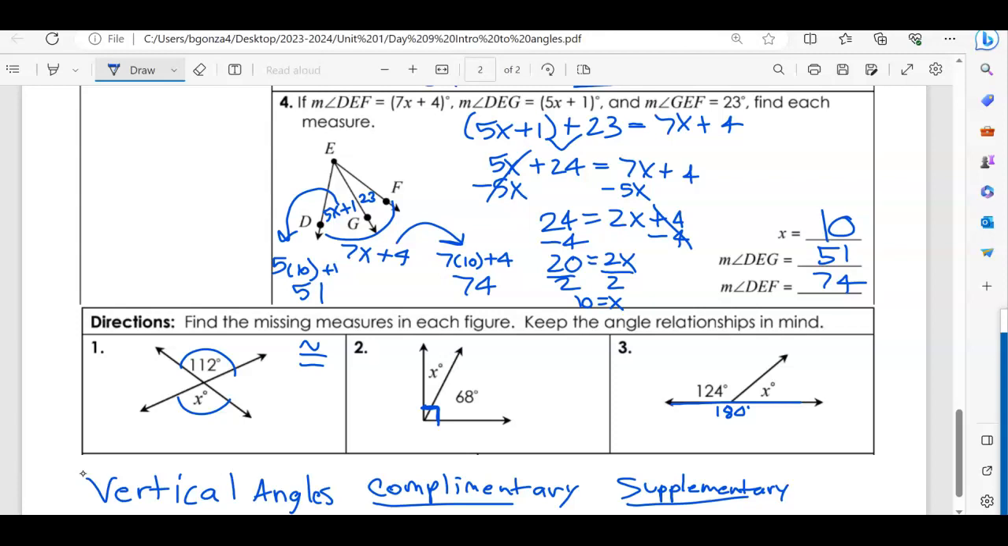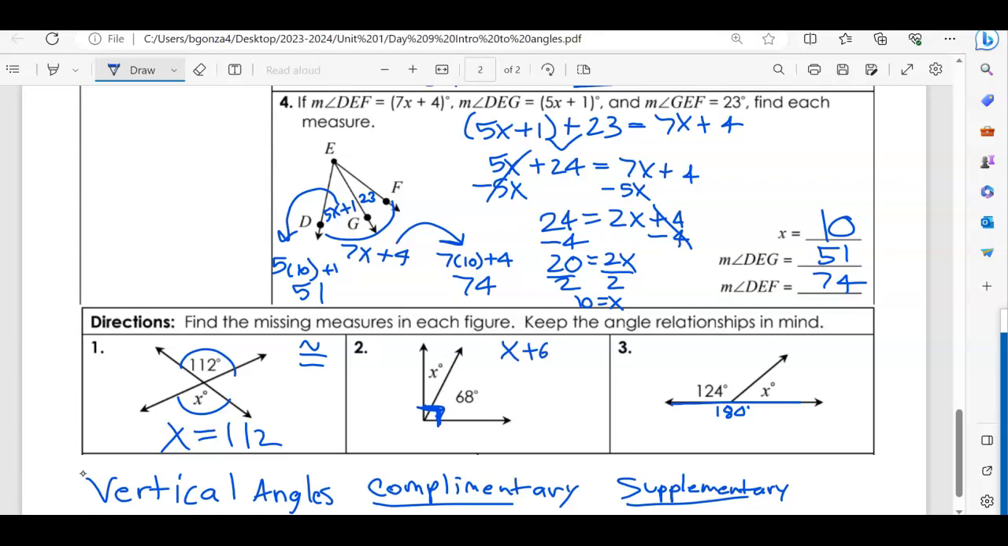All right, real quick, ready, number 1. If they're vertical like this, if they're across from each other, I'm telling you right here, look, they're congruent. So what does x equal? Yeah, if they're across from each other, they're equal, so x equals 112, you're done. Okay? The only time it gets more complicated is if there's some expression, but you just set them equal.